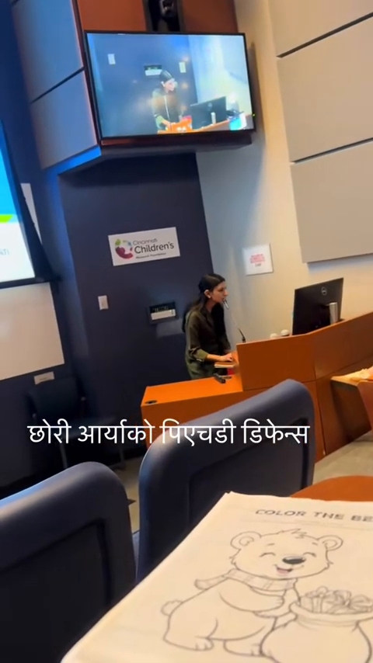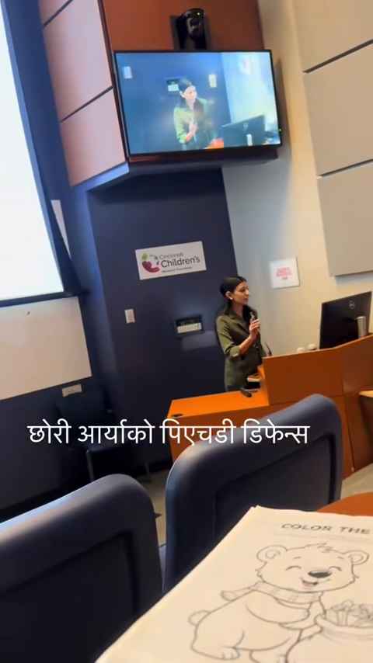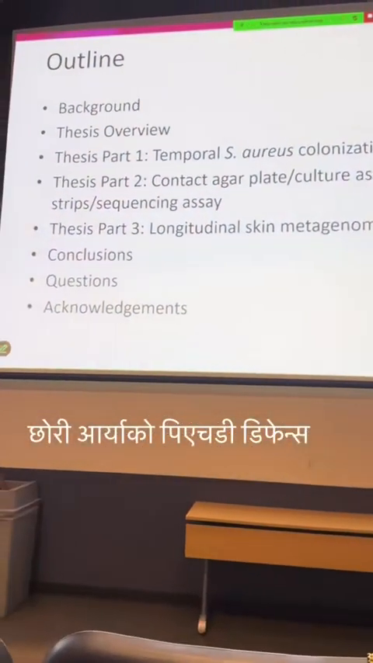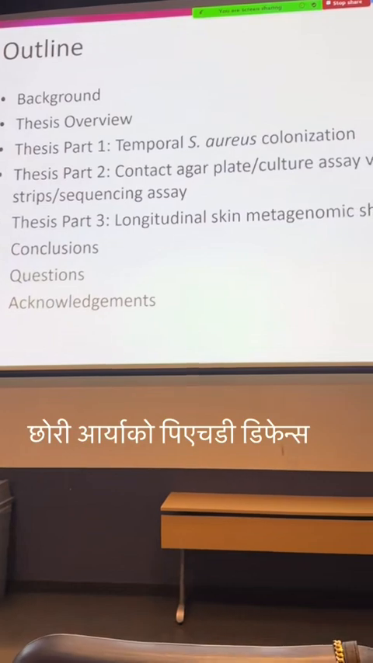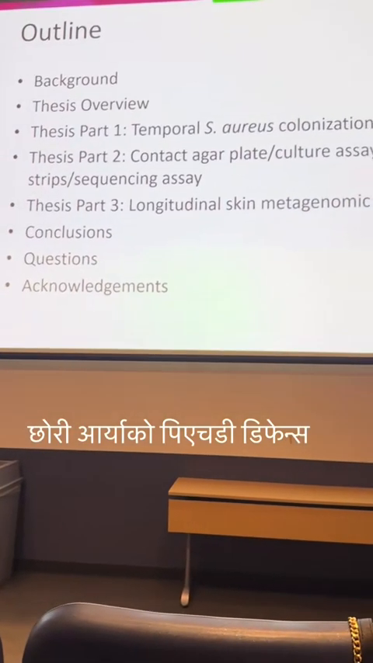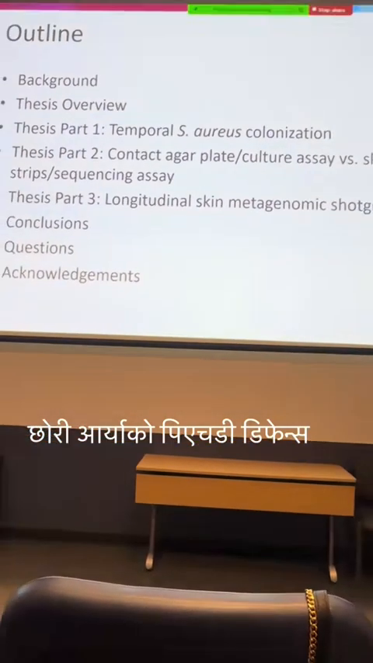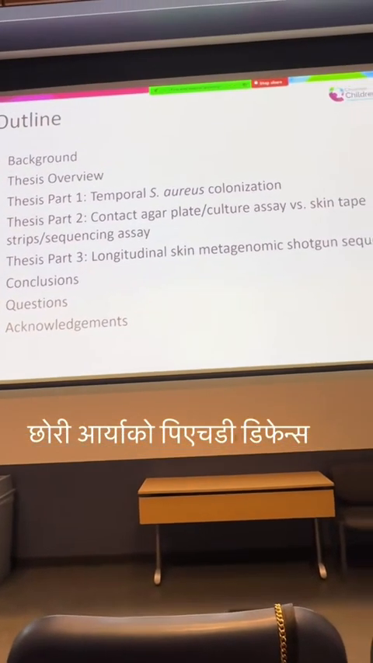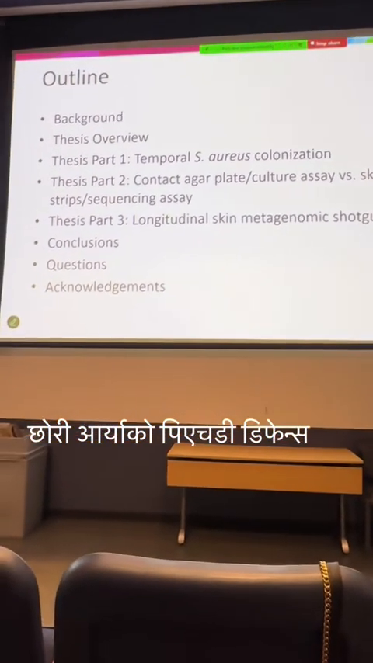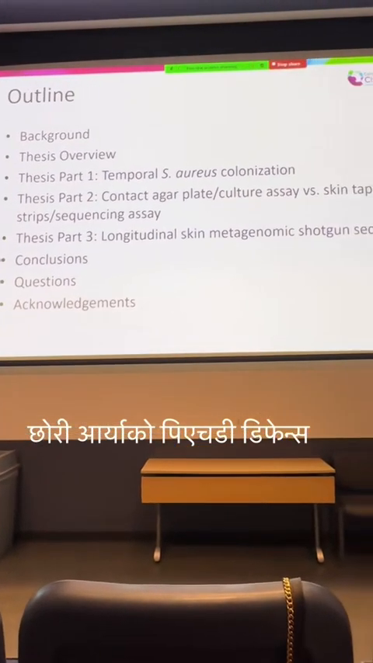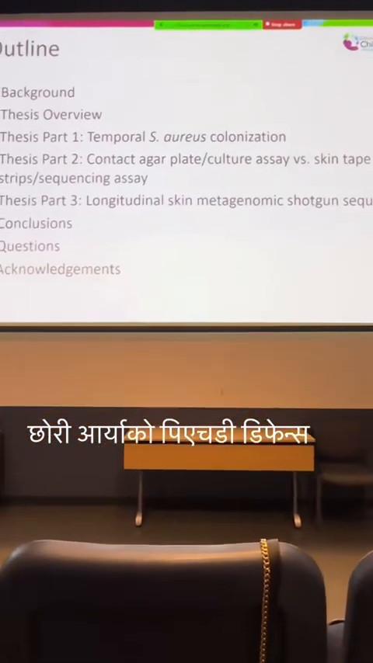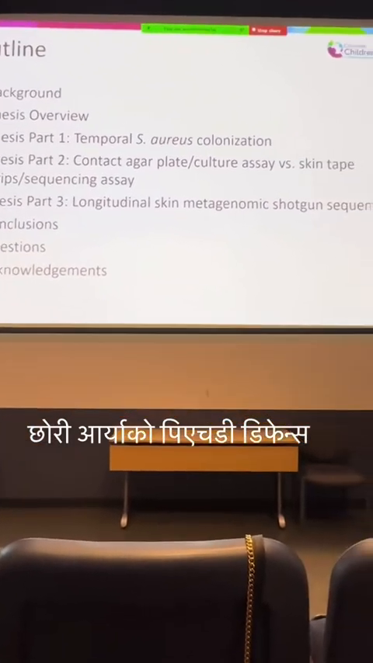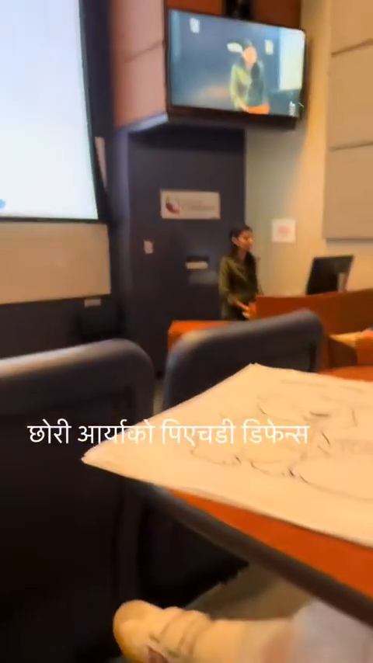So, okay, here is the outline for today. I will be going over the background, a brief overview of the thesis, part 1, which focuses on temporal Staph aureus colonization, part 2, which focuses on the differences between contact plate versus skin tape strips and sequencing, part 3, which focuses on longitudinal skin metagenomic shotgun sequencing data. Finally, I'll end with the conclusions, take any questions, and then go on to my acknowledgements. So let's start with the background.